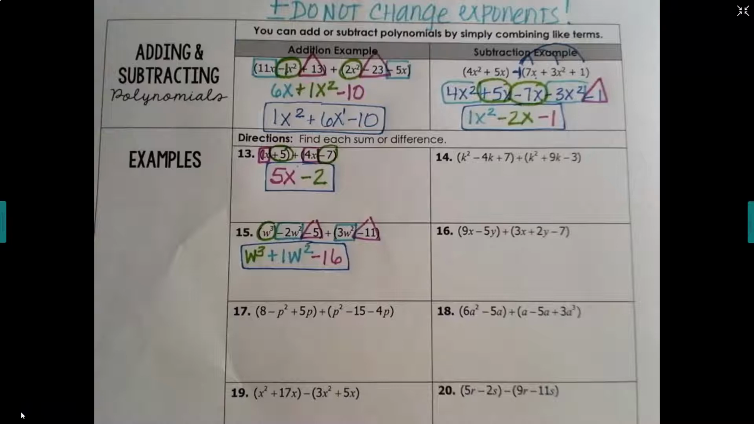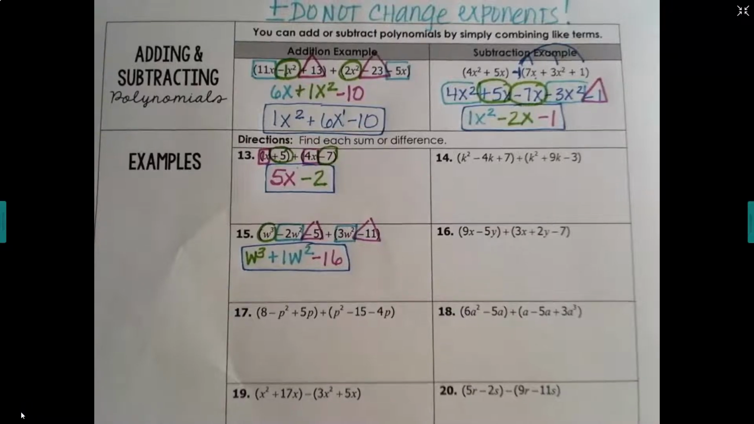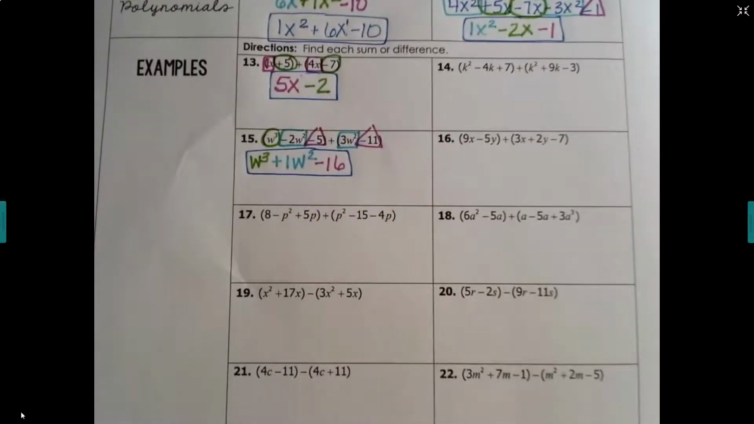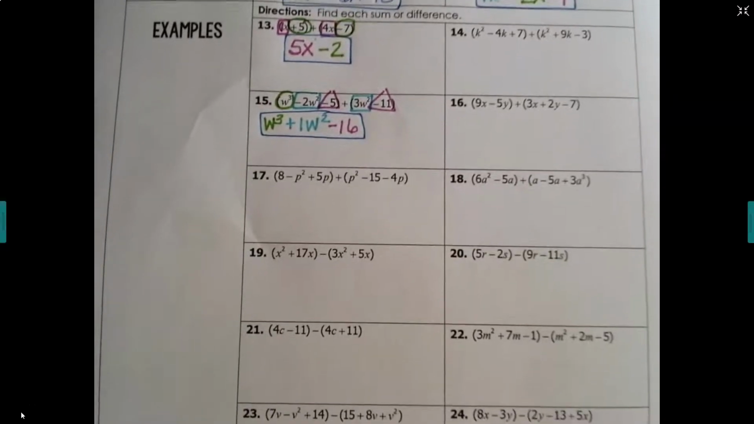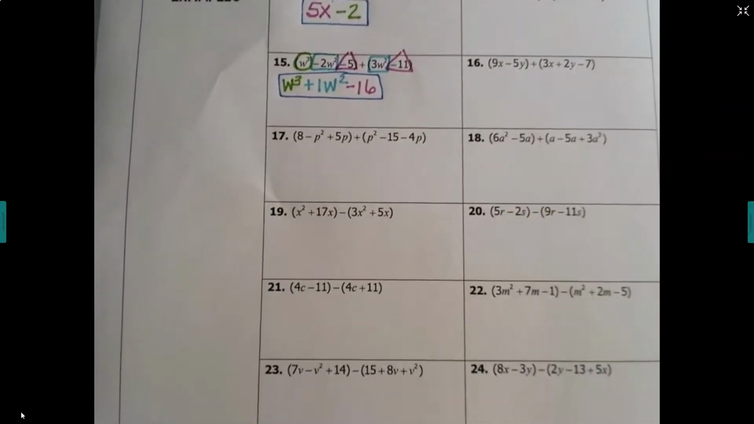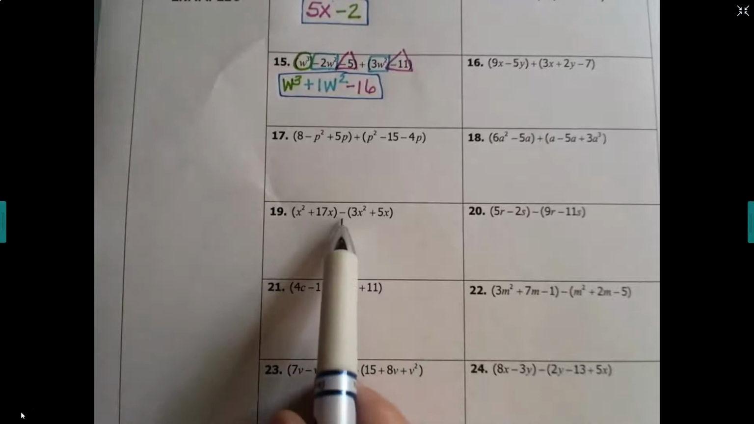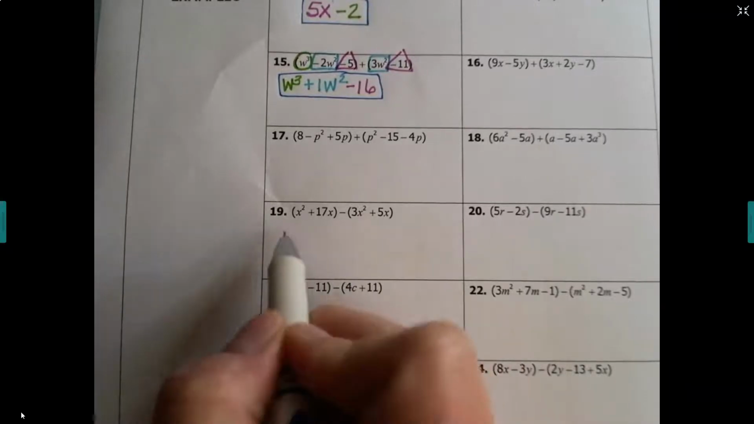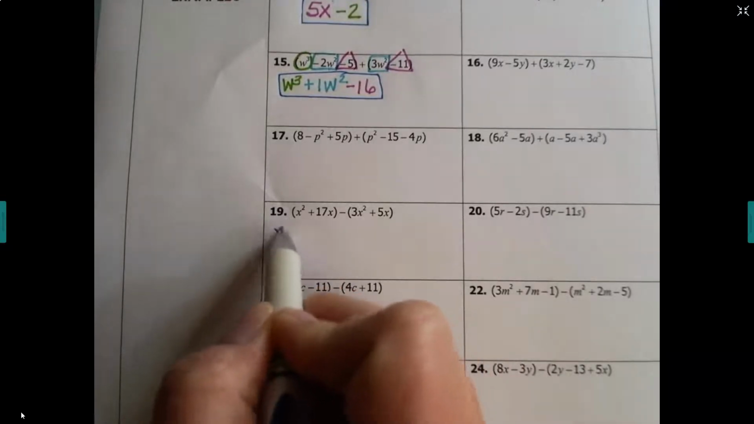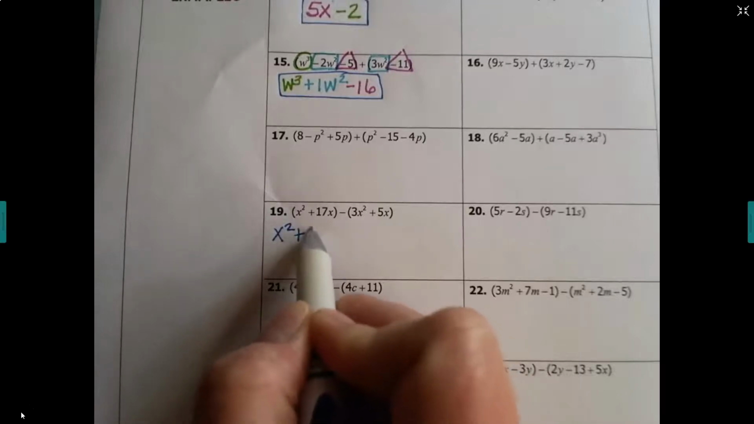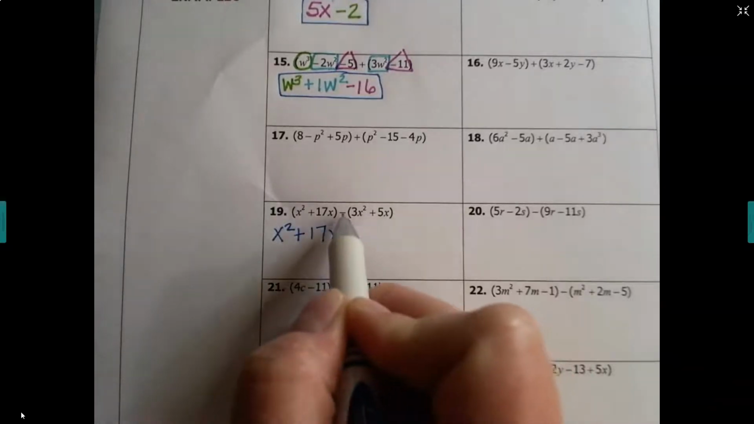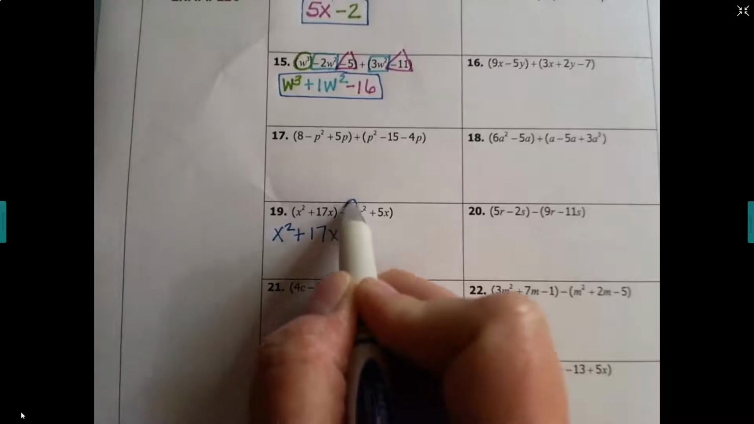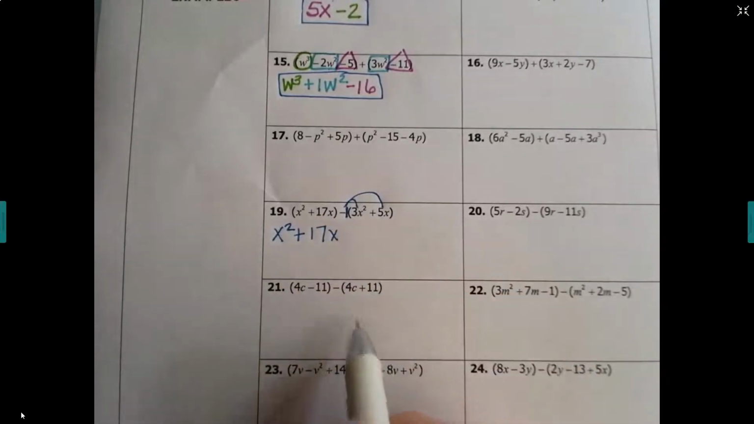All right, let's look at a couple more subtraction ones so we can get a little bit more practice in on them. So let's take a look at number 19. Okay, it has a subtraction in front of this parentheses. There's nothing in front of the front parentheses, so it's not going to change. X squared plus 17x. And this is a -1 that has to be distributed to the parentheses afterwards.